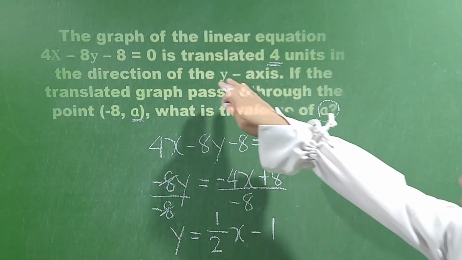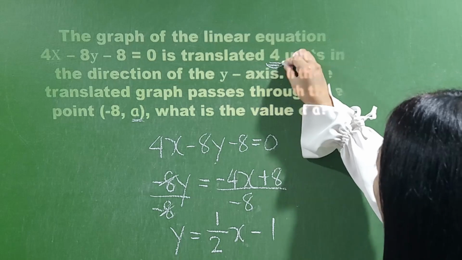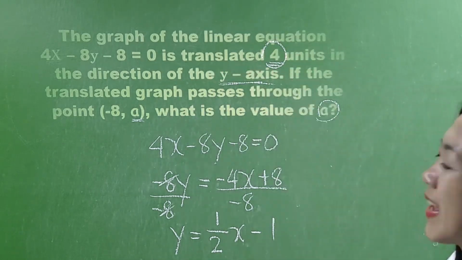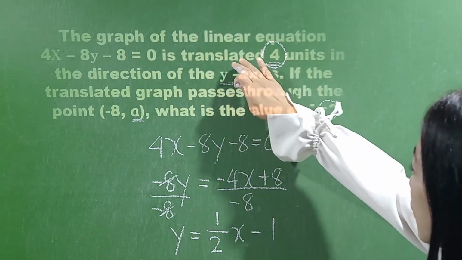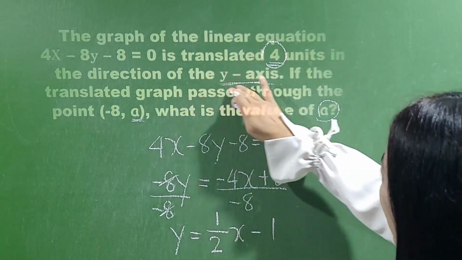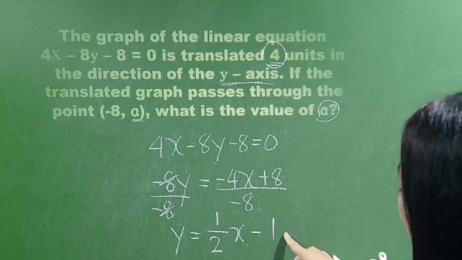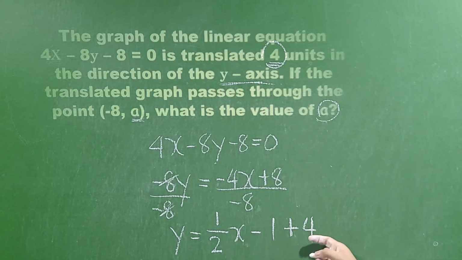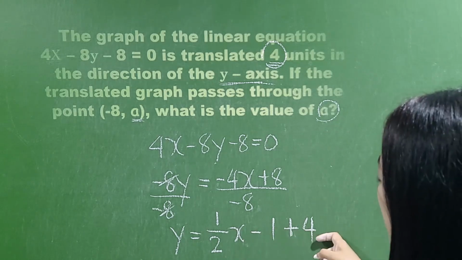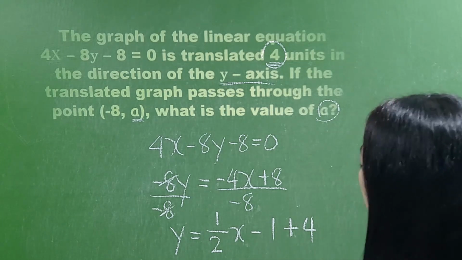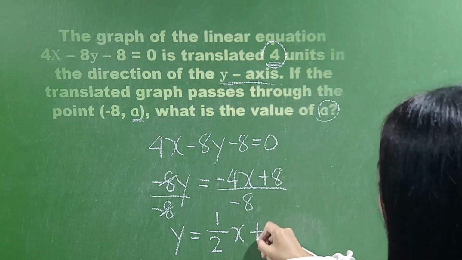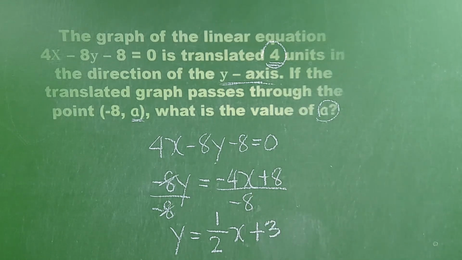Okay, now, this is translated 4 units in the direction of the y-axis. So if it's translated 4 units in the direction of the y-axis, then that means we will be adding 4 here. Negative 1 plus 4 is now equal to 3. So this is plus 3.